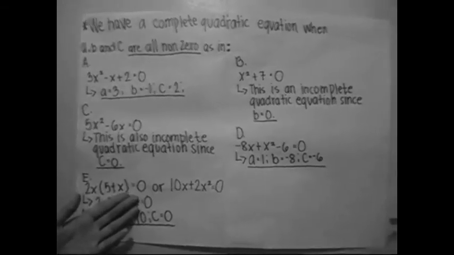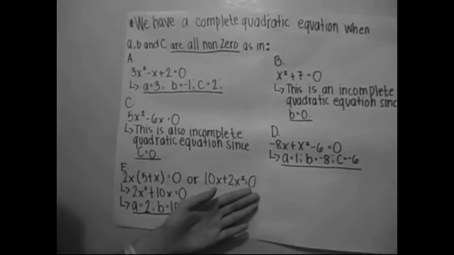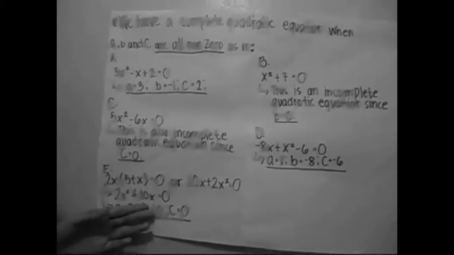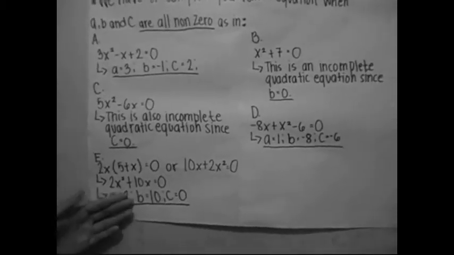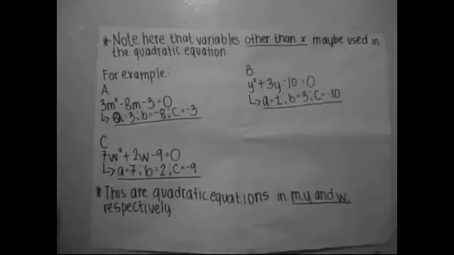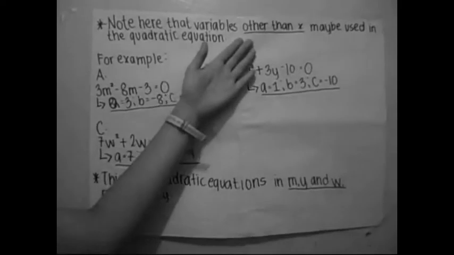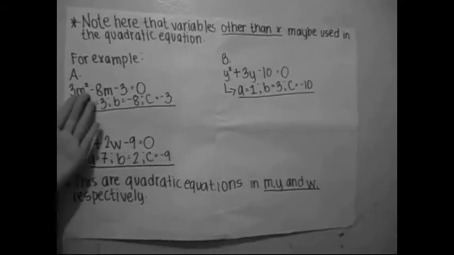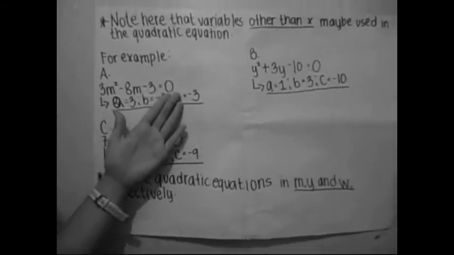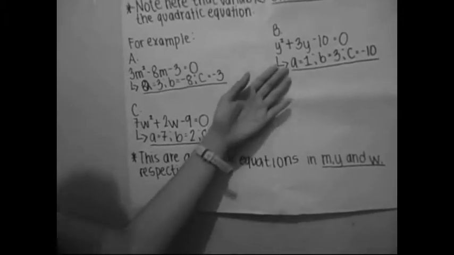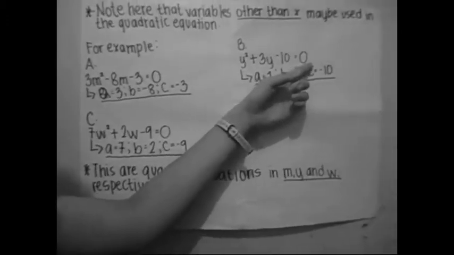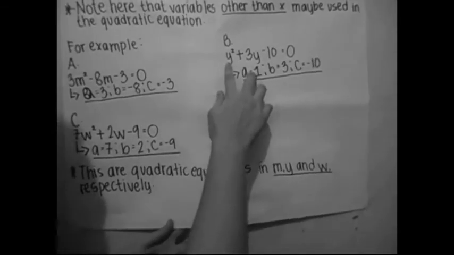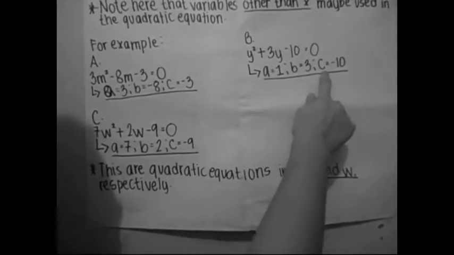2x multiplied by 5 plus x will give us 10x plus 2x squared equals 0. 2x squared plus 10x equals 0, thus making a 2, b 10, and c 0. Note here that variables other than x may be used in the quadratic equation. For example, 3m squared minus 8m minus 3 equals 0. A equals 3, b equals negative 8, and c equals negative 3. Another example is y squared plus 3y minus 10 equals 0. A equals positive 1, b equals positive 3, and c equals negative 10.